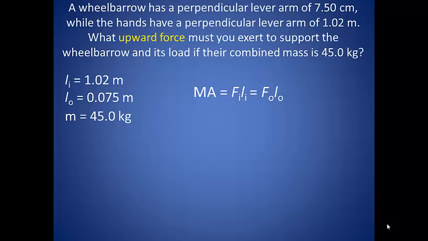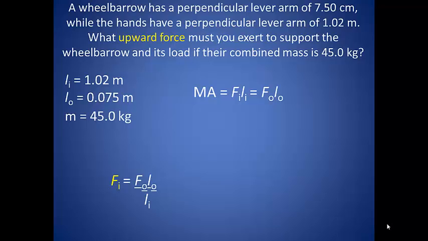We are wanting to find the upward force that we must exert to lift the entire mass of the wheelbarrow. Since we are looking for the upward force, we are actually looking for the force that we are applying, and that must be the force that we have input into the system. So we can rearrange our mechanical advantage equation to solve for the input force.